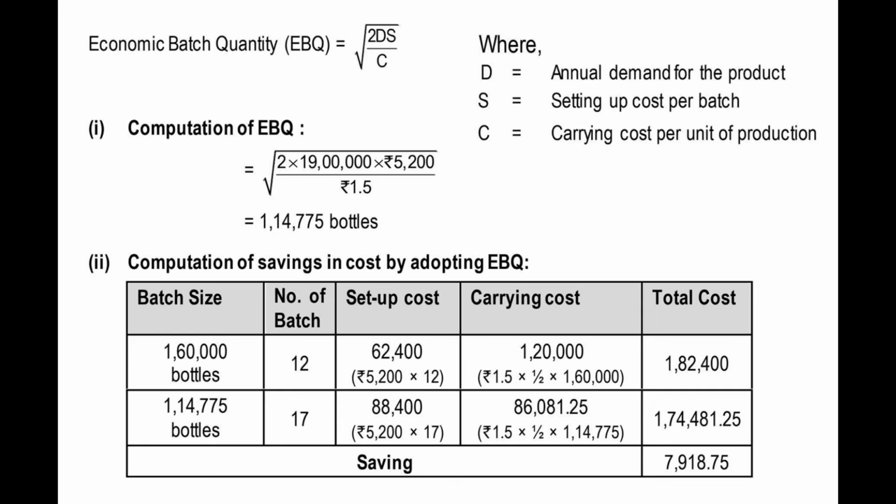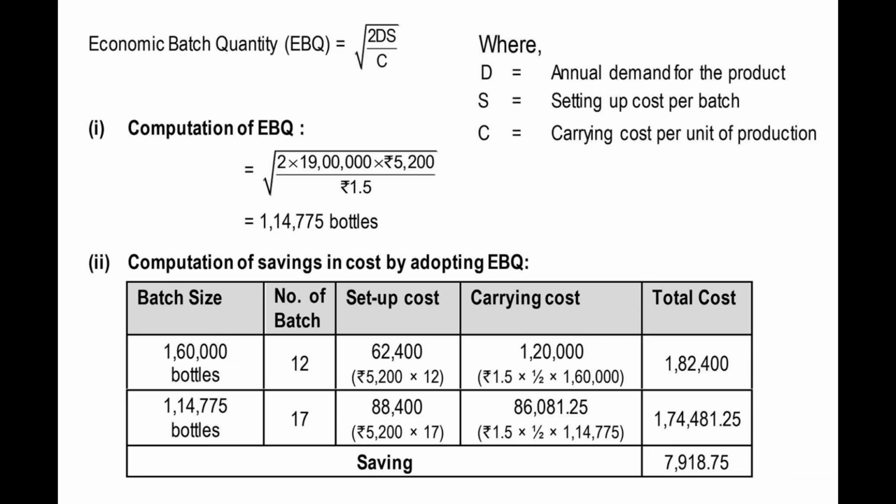Always the number of batches, the number of orders, should be rounded off. So the number of batches here will be 17. Then go to setup cost, 5,200 into 17. Multiply 5,200 rupees into 17 batches. How much? 88,400. Then go to the next column, carrying cost.